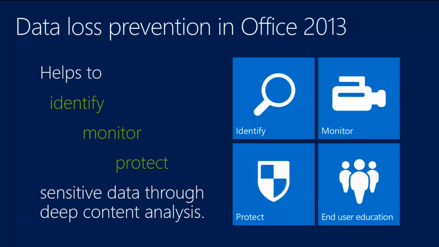So, in our view, the best way to summarize data loss prevention is that it helps to identify, monitor, and protect sensitive data through deep content analysis. And the three key words, identify, monitor, and protect, are the fundamental pillars of how we structured our solution. The identification is really around providing a new classification engine that we've integrated into various Office products that will provide the ability to scan for sensitive data.